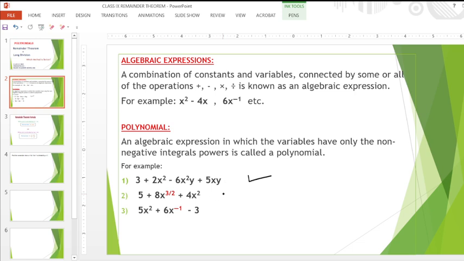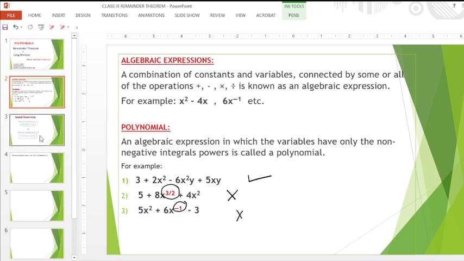In the second case, this is not a polynomial because in this the variable power is a fraction. It's not a whole number. So we cannot say it's a polynomial. The condition of the polynomial is not fulfilled here. So let's see the third example. In this expression, in this term, the power of the variable is negative. So that's why it's not a polynomial.